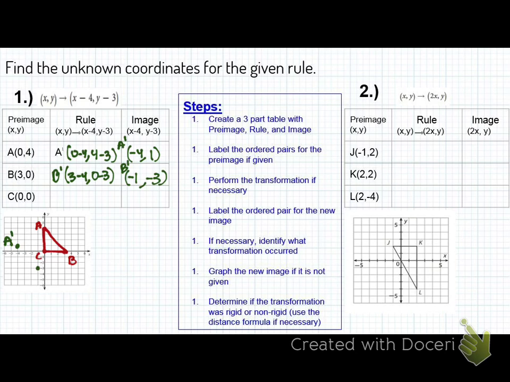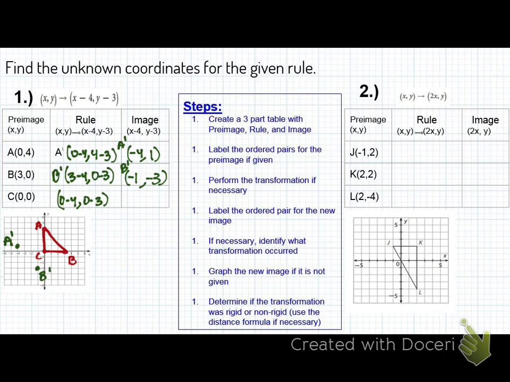-1, -3, plot a point. This is our B prime. Okay, last one, C prime. We're going to take 0 from our x, and the rule says subtract 4, so we're going to write 0 and subtract 4. And then our y, we're going to subtract 3. That's what our rule says.